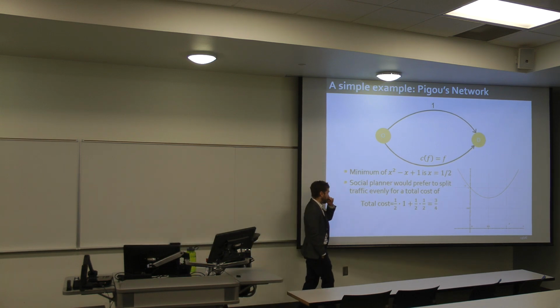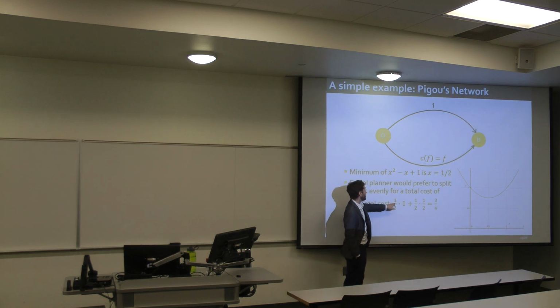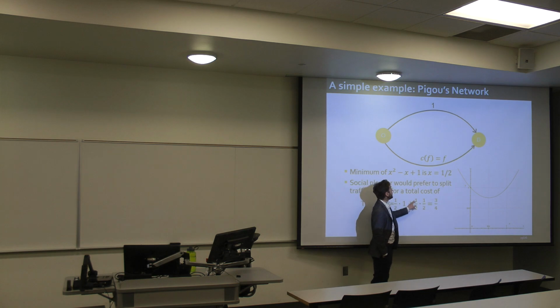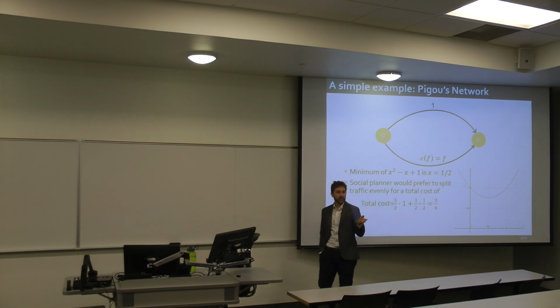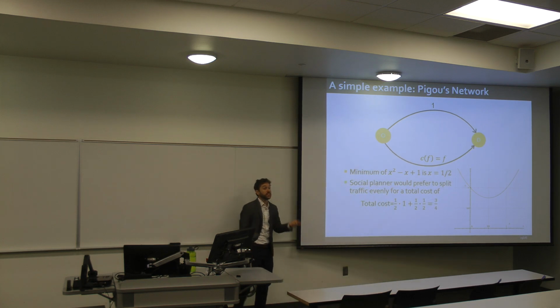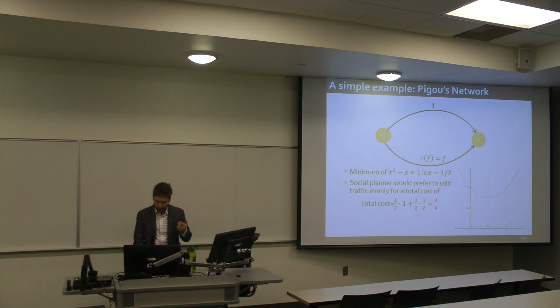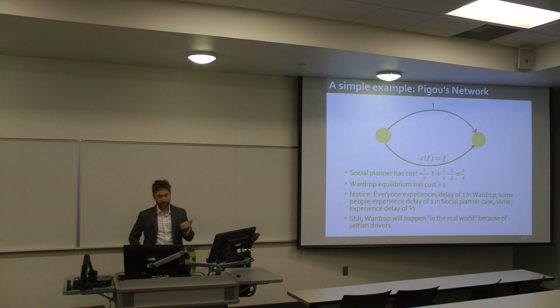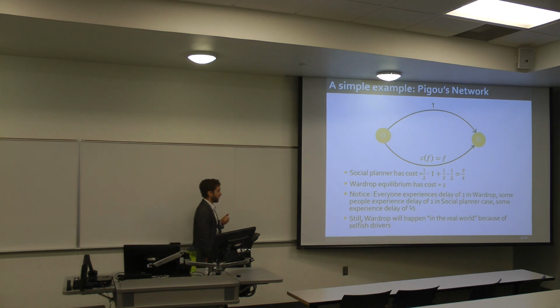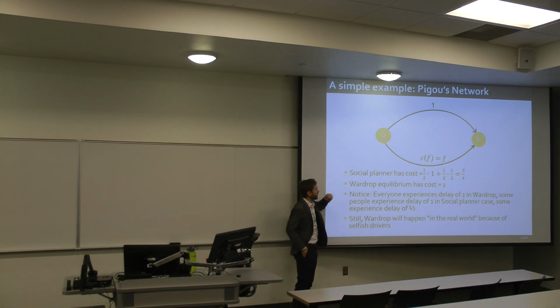And then what kind of total cost do you have there? You have half the vehicles taking the top route, they experience a delay of 1, and half the vehicles taking the bottom route, and they experience a delay of 1. If you did the math here, you should get 3/4. So the total network delay is now 3/4, which is better than our delay of 1, which we saw in the user equilibrium, the Wardrop equilibrium case. So the social planner has a cost of 3/4. The Wardrop equilibrium has a cost of 1.